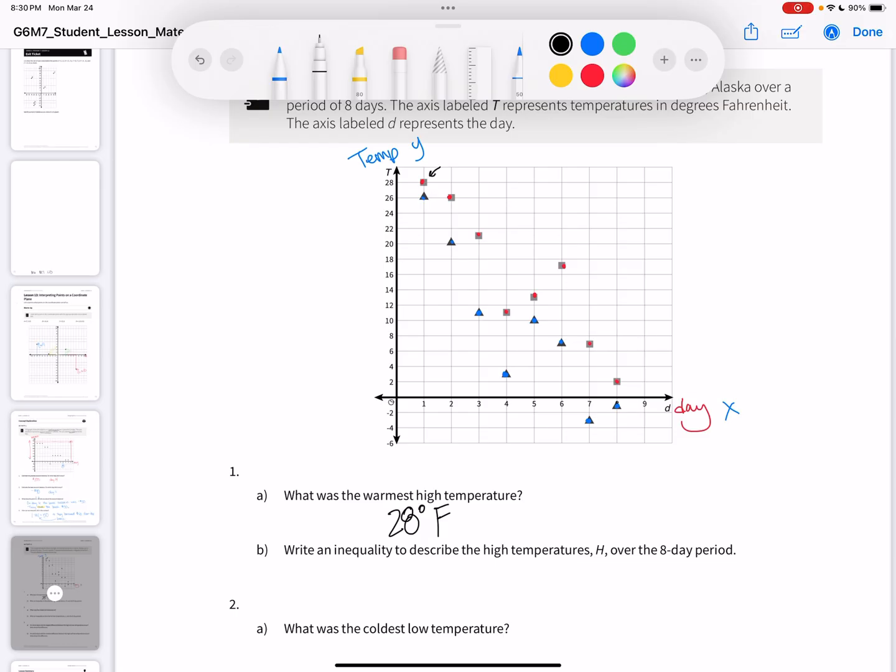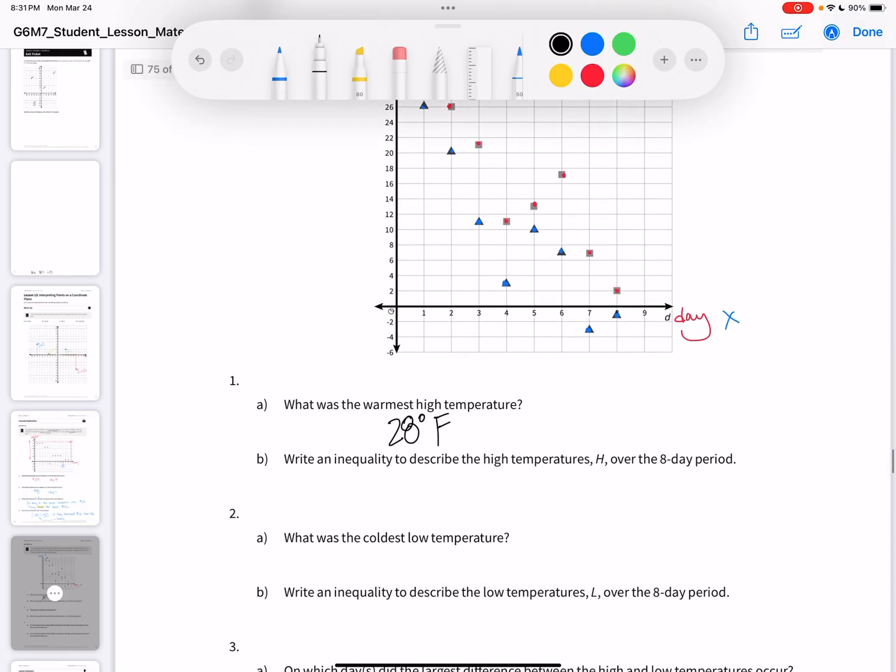Write an inequality to describe the high temperatures H over the 8-day period. Well, in order to describe it over the 8-day period, we need to know what the highest temperature was and what the lowest temperature was. So the highest temperature, H would be less than or equal to 28 degrees Fahrenheit, because it never got higher than 28 degrees Fahrenheit. So the temperature has to be either 28 or lower.